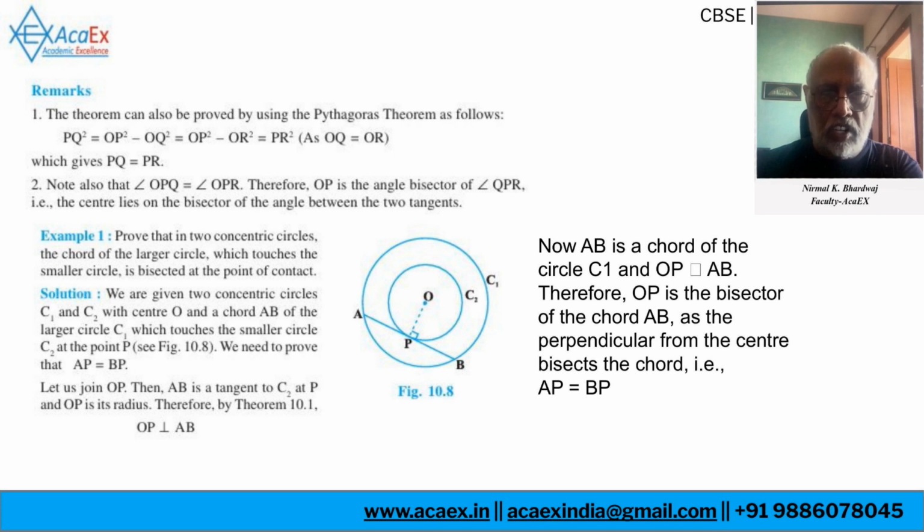Now consider the larger circle. AB is a chord, and OP is a perpendicular line from the center to this chord. A fundamental property of circles is that a perpendicular from the center to a chord bisects the chord. Therefore, AP is equal to BP.